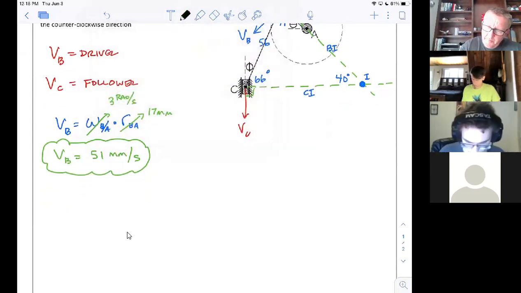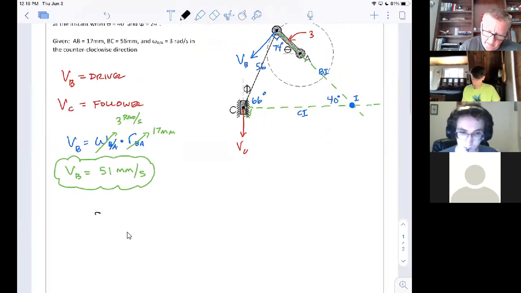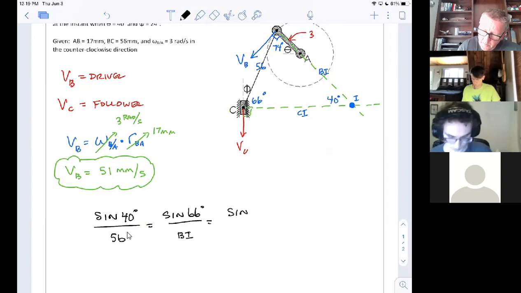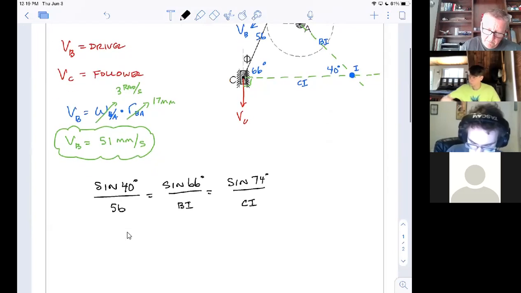So similar to what we had before, I could say that the sine of 40 divided by the side across from it, 56, is the same as the sine of 66 divided by the side across from it, which is BI, which is the same as the sine of 74 divided by the side across from it, which is CI. And so using that, I could find these lengths.